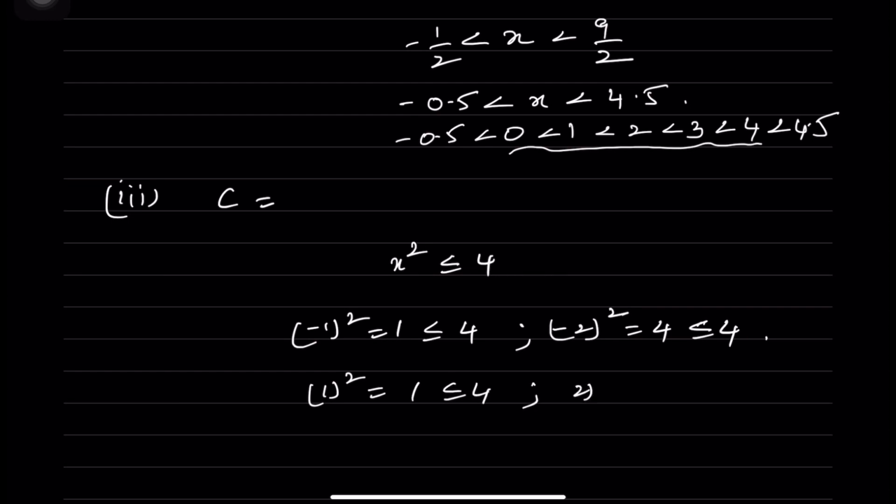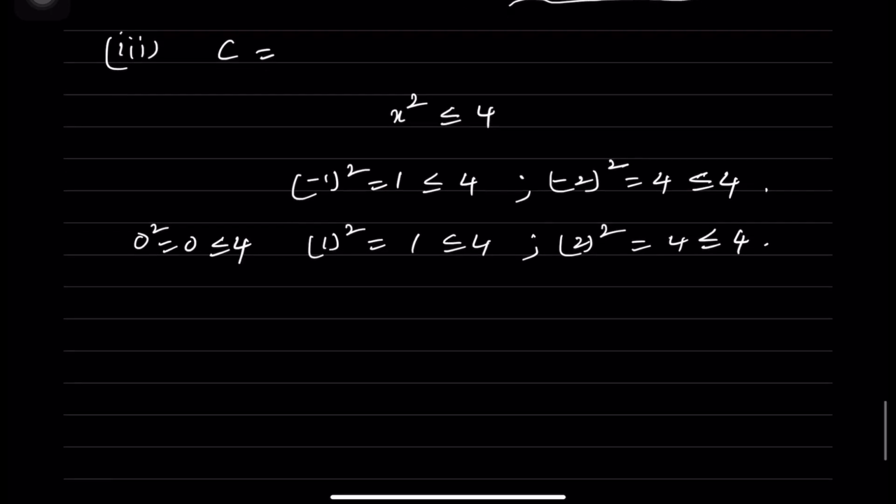2 square is also equal to 4, which is less than or equal to 4. So we have even 0 square is equal to 0, which is less than or equal to 4. But you cannot take minus 3 whole square, which is equal to 9, it is not less than or equal to 4. Even 3 square is equal to 9, it is not less than or equal to 4. So what all elements come in this, we'll just see.